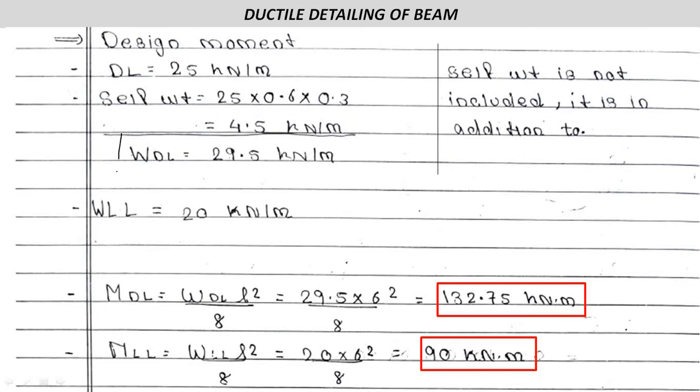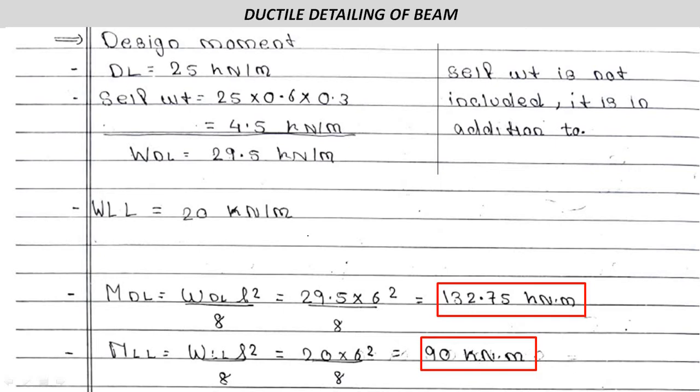So the total dead load will be 29.5 kN per meter. And live load is already provided in the data, which is 20 kN per meter. So the next step is we will find the moment due to dead load and the moment due to live load. First we will find the moment due to dead load.